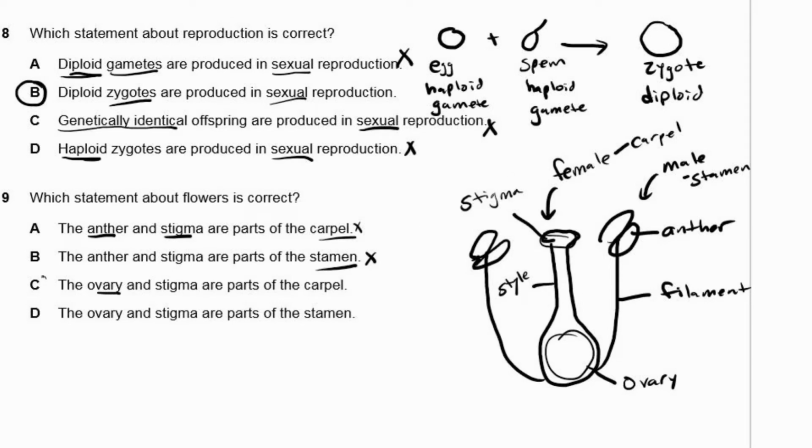That is correct. And the ovary and stigma are parts of the stamen? No, that's the male structure, the stamen. Okay, there we go. That's the answer. Next.